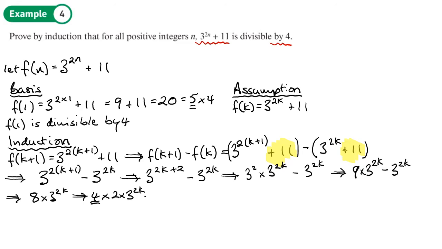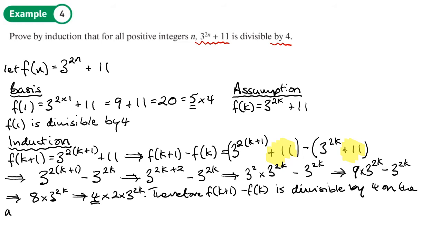Okay, so therefore f of k plus 1 minus f of k is divisible by 4 on the assumption f of k is divisible by 4.